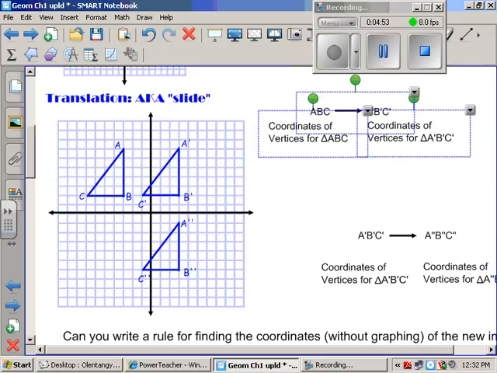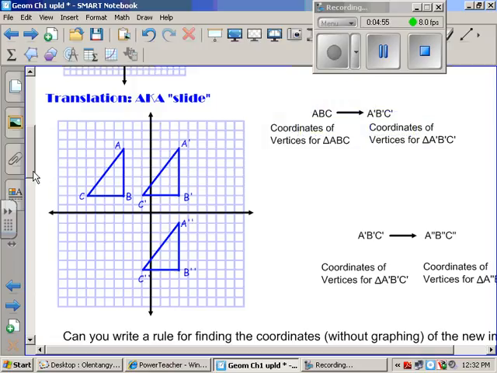Okay? And I think the best way to do it is to actually show you how the points change. So if I write all the points on the pre-image, that's A, B, and C. Okay? Anna, you're close. Can you read the ordered pairs for A, B, and C?